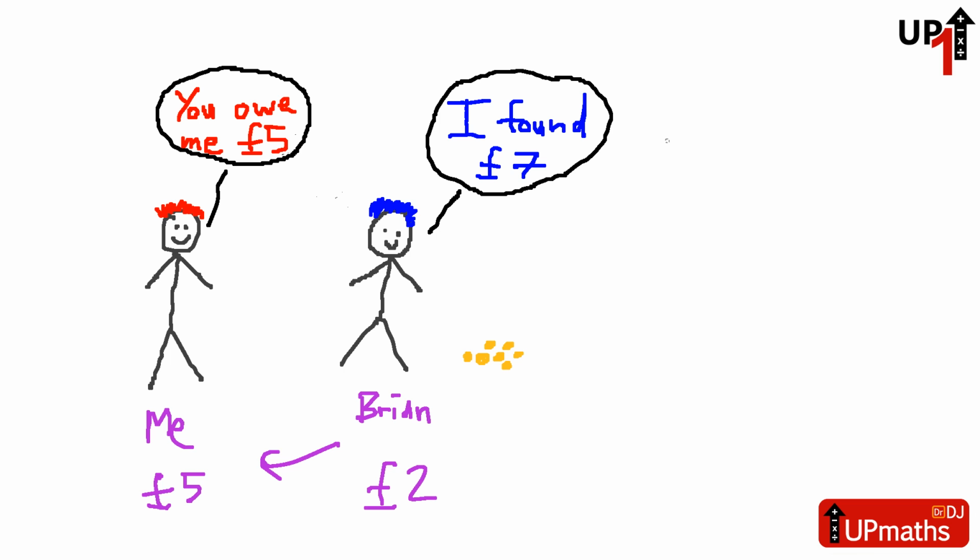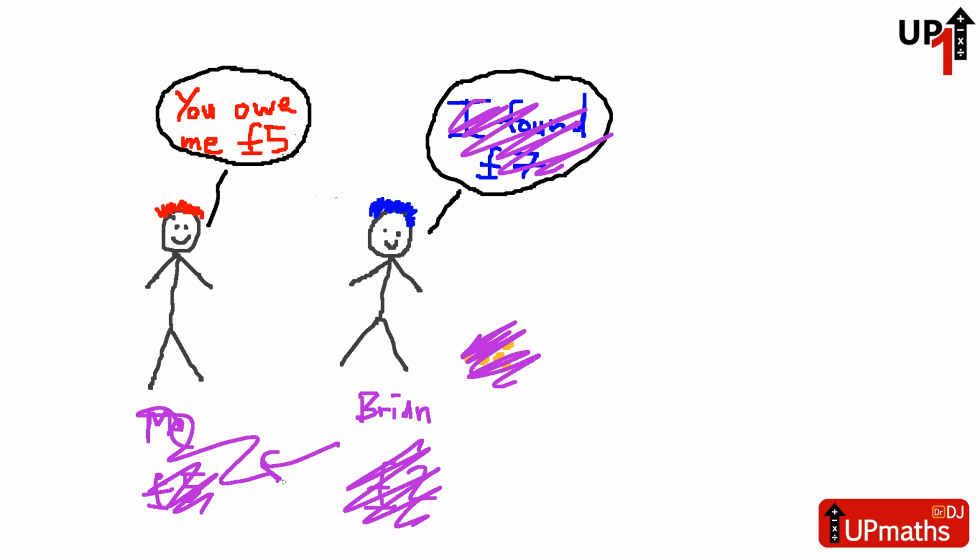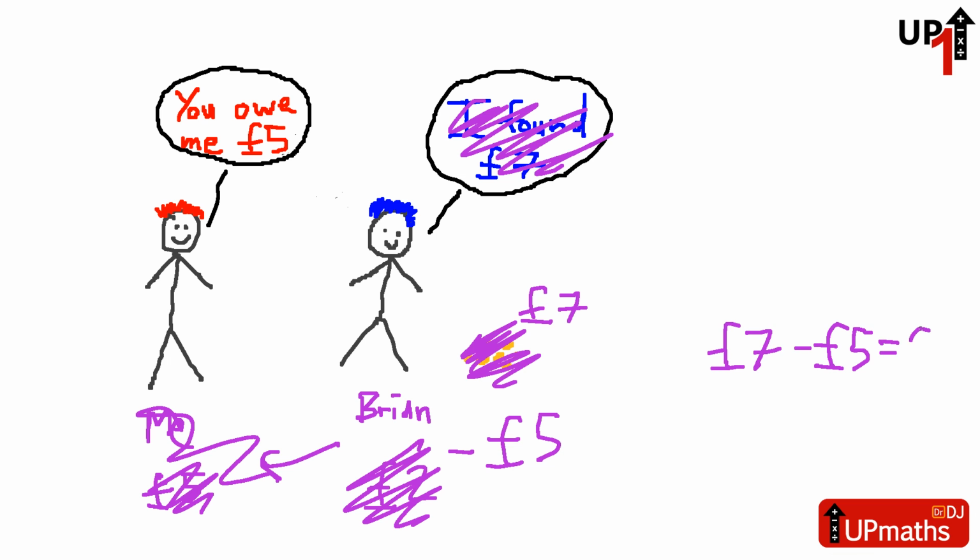Anyway, so the question is, if he hadn't found the money, how much money would he have? Let's just look at Brian. Well, Brian, I would say, has got minus £5. Oh my goodness, what does that mean? What that means is he owes me £5. So when he finds that £7, he's actually only got £7 minus £5, which is £2.